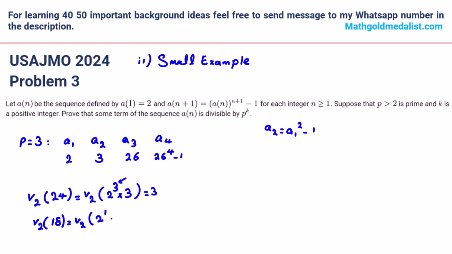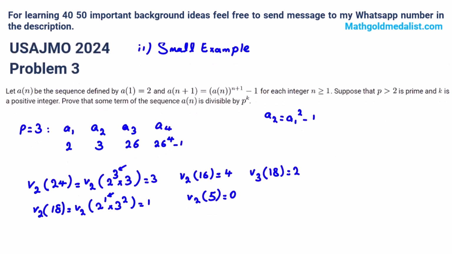If you prime factorize, it's 2 to the 1 times 3 squared. Power of 2, 1. So V2 of 16 is what? 16 is 2 to the 4, so it is 4. Okay, V2 of 5 is what? It is 0, because the power of 2 is 0. V3 of 18 is what? It is 2, because 3 is squared, and so on.